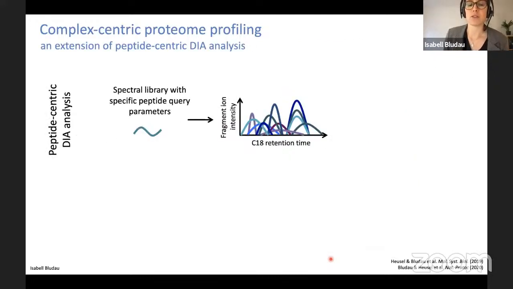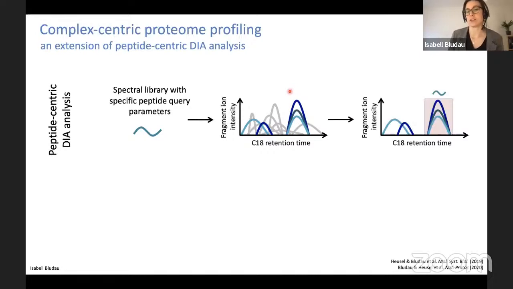So here I want to again highlight how the complex-centric strategy is an extension of the peptide-centric DIA analysis workflow. In peptide-centric DIA analysis, we have a spectral library where we have information about specific peptides. Then we go into our highly multiplexed DIA data and extract only the fragment ion chromatograms that we have annotated in our spectral library to do a peak detection to get our peptide signal.